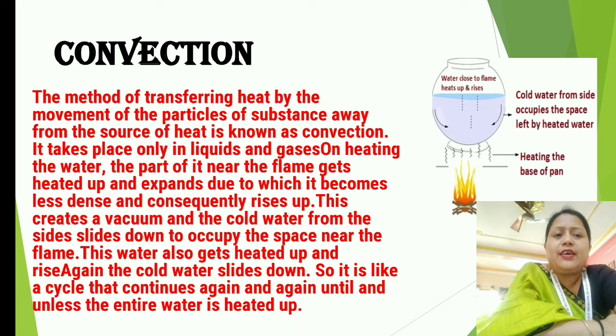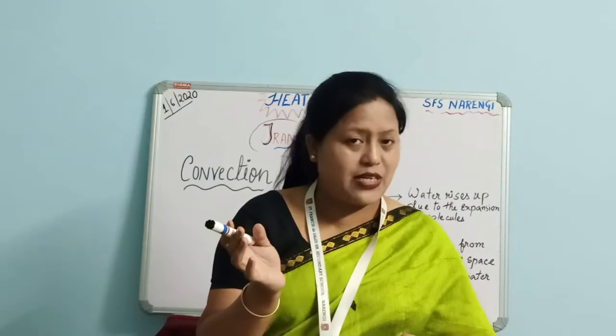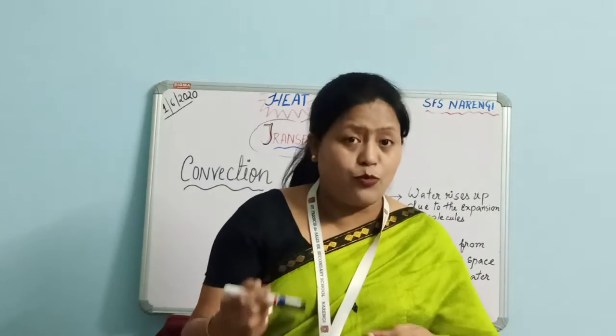And then next, what happens? The cold water from the side occupies the space left by the heated water. I am reading the drawing, students. So the cold water which is present at the side comes and occupies that space. Clear? I hope you have understood the activity, students. The convection current, you have understood the phenomenon, or you can say the process of convection. You understood how the heat gets transferred by the movement of the molecules from the hotter region to the colder region.